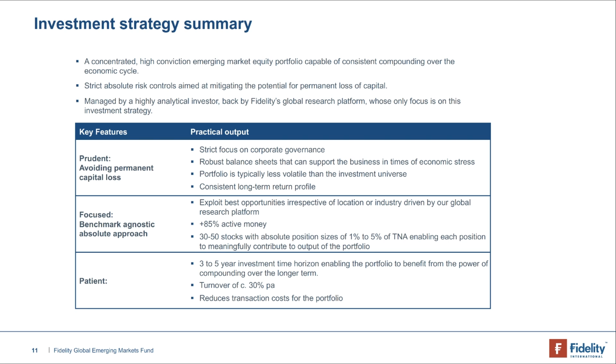We are very prudent in how we allocate capital. Strict focuses on corporate governance and balance sheet structures aimed at mitigating against potentials for permanent losses of capital. We're very focused in how we analyze companies, seeking to understand what it is that is unique about a particular asset that enables it to consistently generate robust levels of cash generation which are sustainable over the long term.